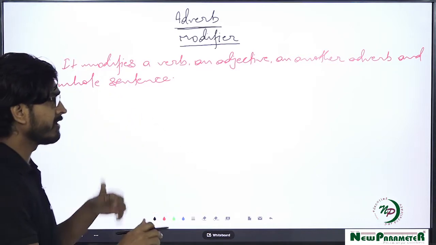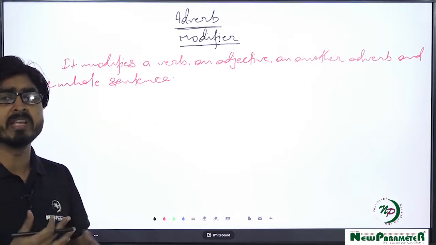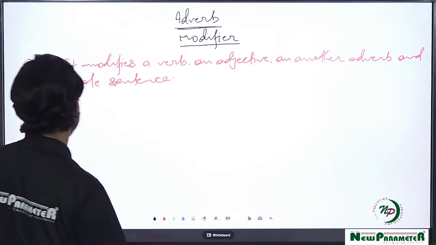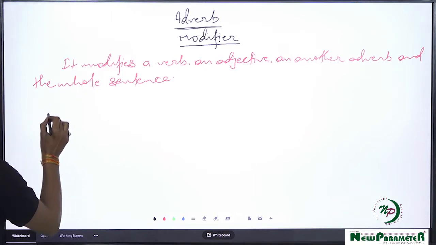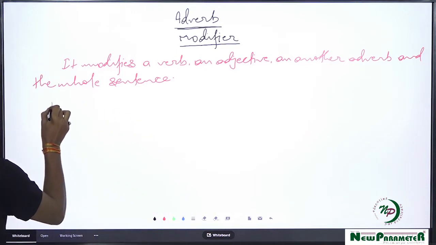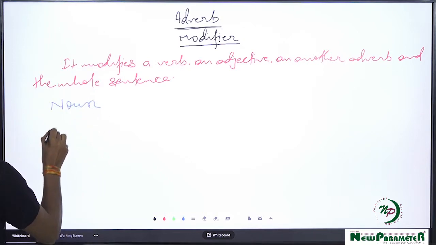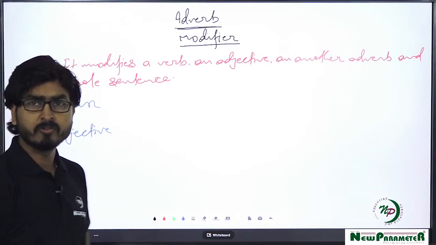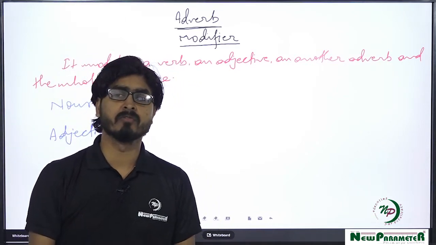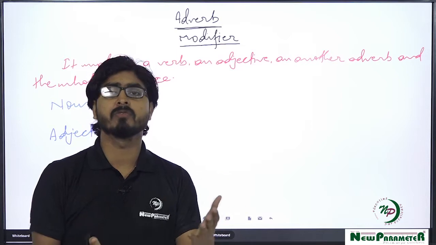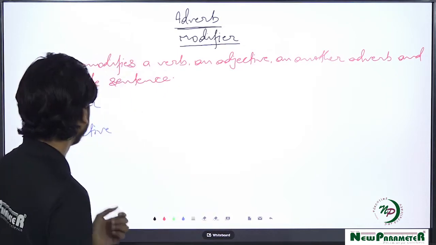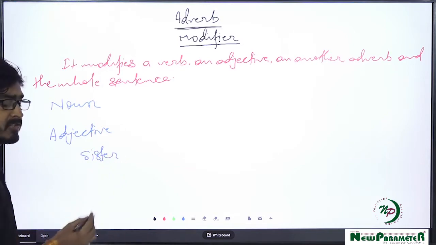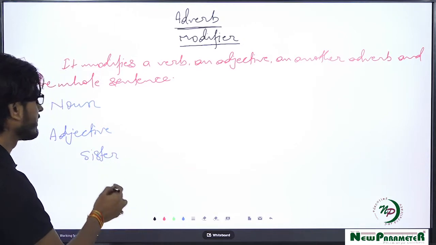So let's see how it modifies and what is the meaning of modification, or how it modifies an adjective, verb, and so on. See, first of all, we need the concept of noun and adjective. I hope you know very well that a noun is the name of anything in the world and an adjective can add details to a noun or pronoun. For example, sister. Sister is a name, so we can say sister is a noun.